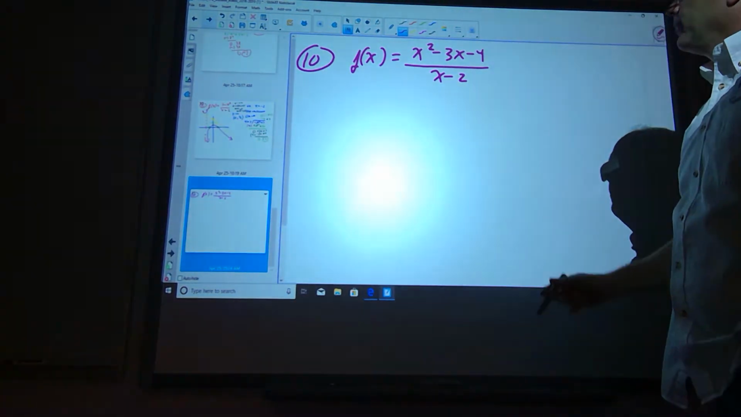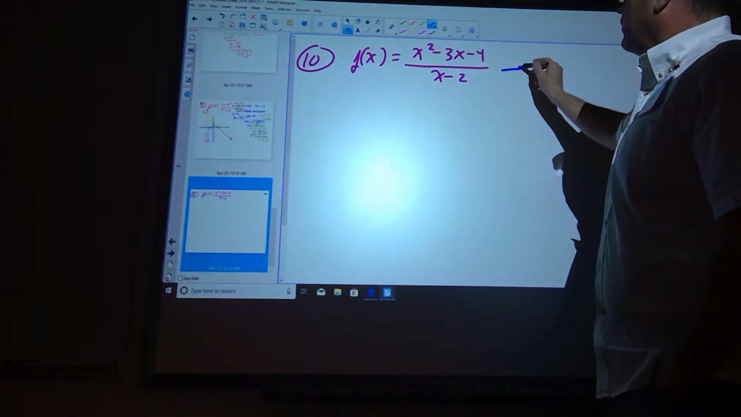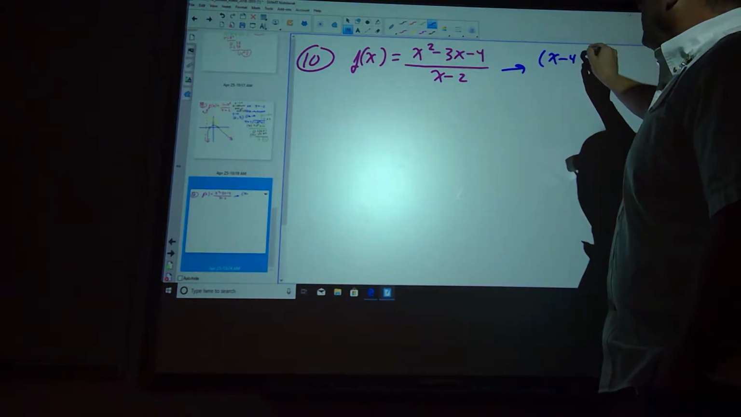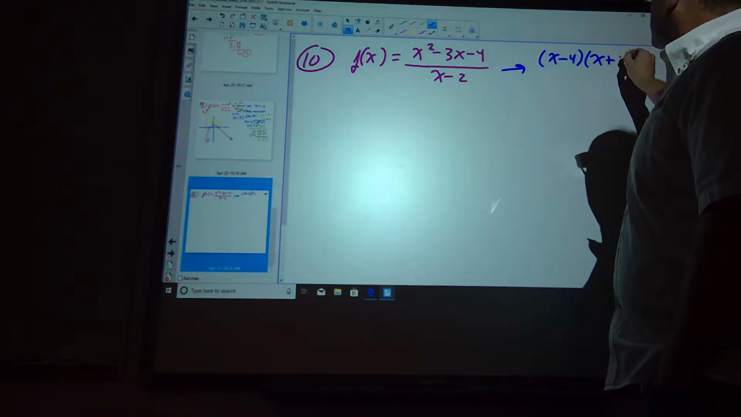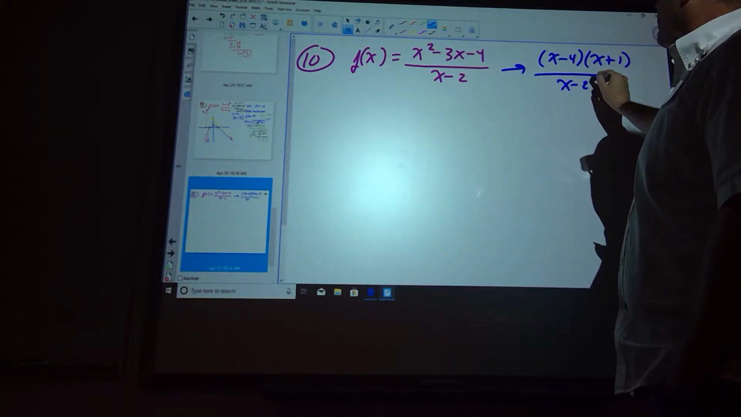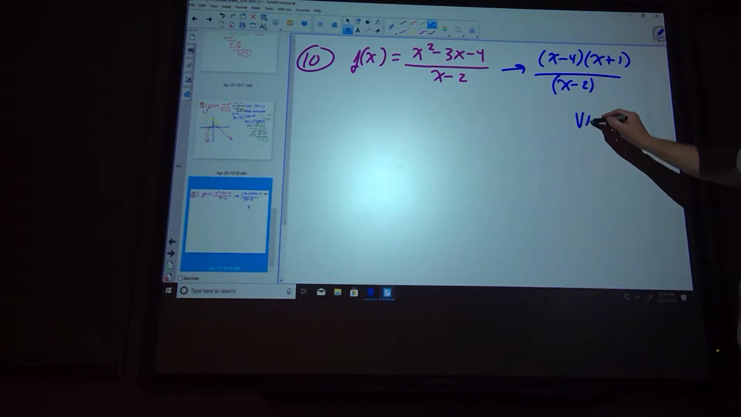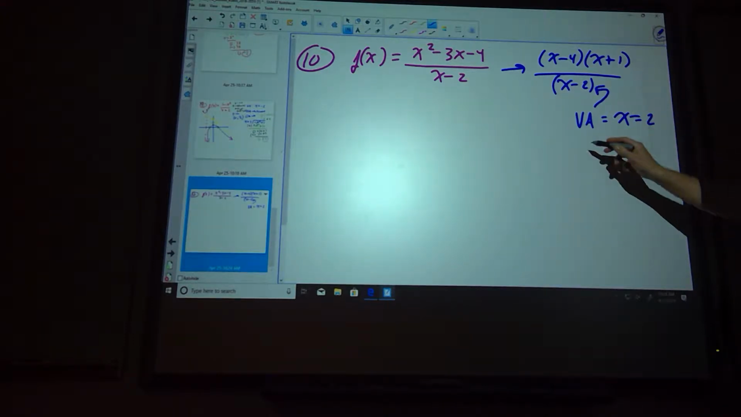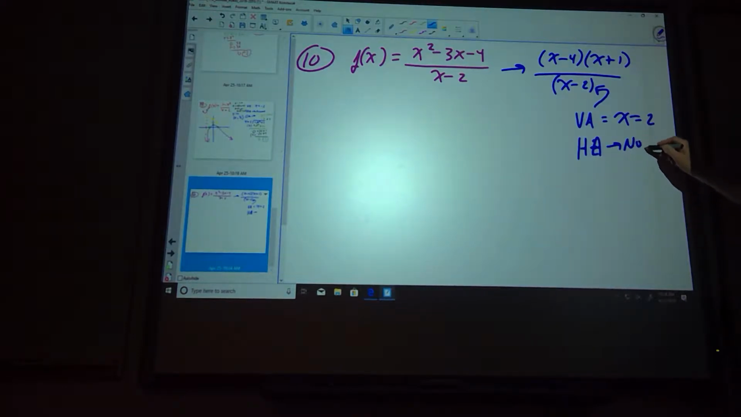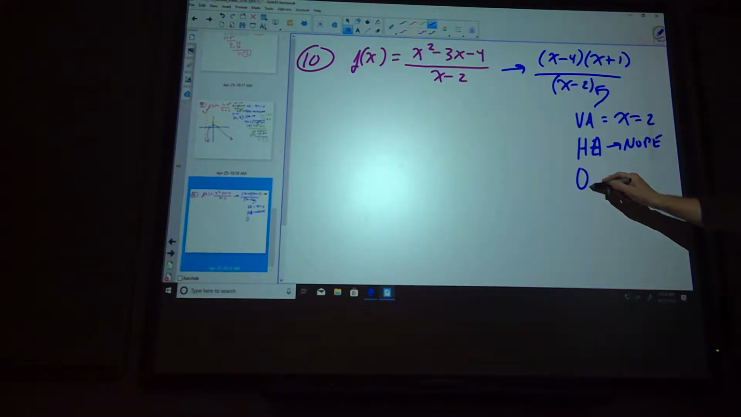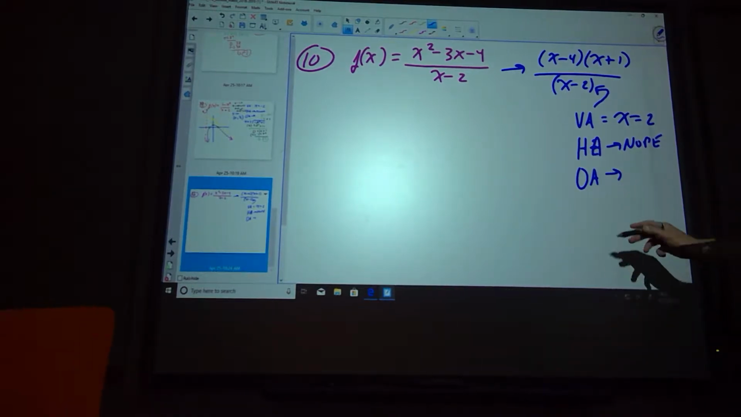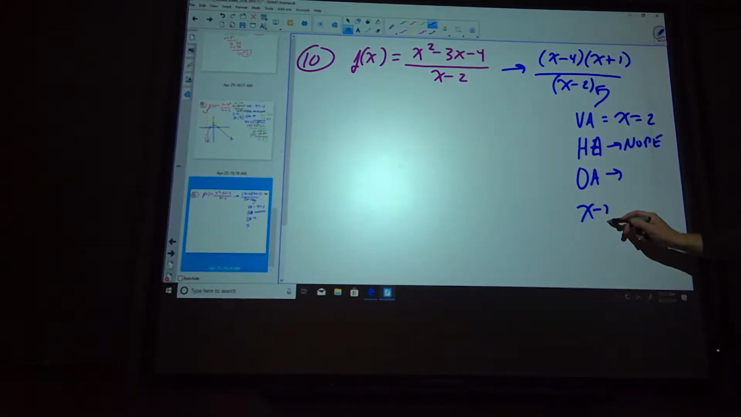Okay, let's go ahead and just factor the top out first. I forgot to do that on the last one, but we did it when we found the roots. This one does not have a hole, does it? No. Nope. So no hole on it. So let's take a look. Vertical asymptote is x equals 2. That's when the denominator is equal to 0. Horizontal asymptote, that's a nope. An oblique asymptote, right here, right there. Okay.